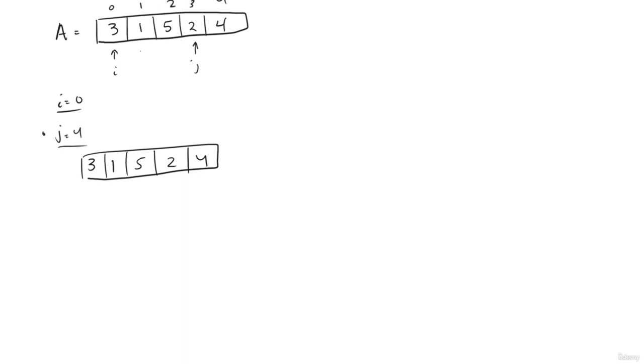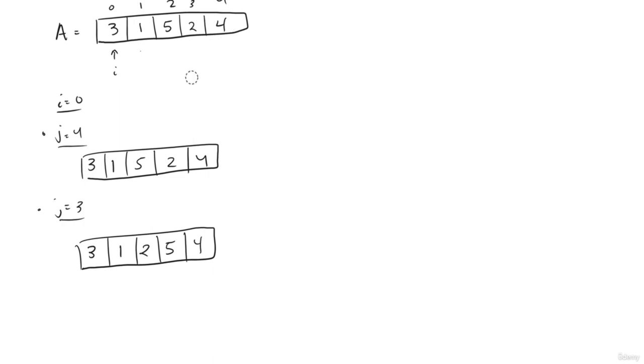So now we actually need to do some swapping. And so we need to swap A of J with A of J minus 1, because they're out of order. We want ascending order, and these are obviously not in ascending order. And so we swap them, and then we're left with 3, 1, 2, 5, and 4. We swapped A of J and A of J minus 1. Awesome. And then we iterate down.